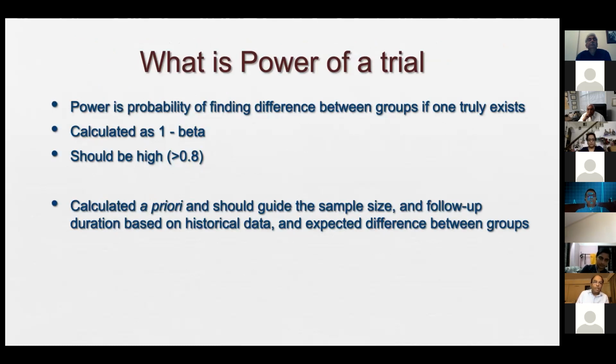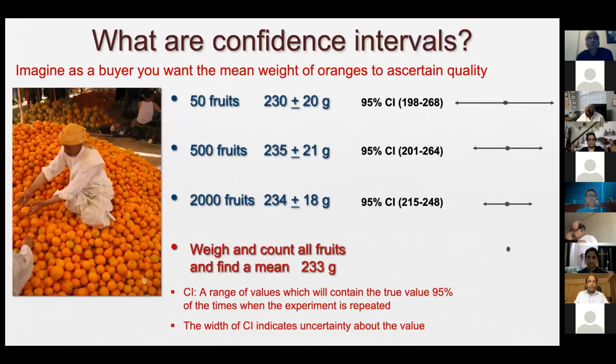And these things should be calculated a priori, meaning before the trial. Unless you calculate the power before the trial, it's not valid. So it should guide the sample size and the follow-up duration, based on historical data, previous studies, and the expected difference between the two groups. I will not discuss how to calculate power, we will leave it to statisticians for the moment, but we must take a guide from the sample size and follow-up duration. All these have to be decided based on the historical data and expected difference between the groups, and we create the power by deciding on the adequate sample size and adequate follow-up.